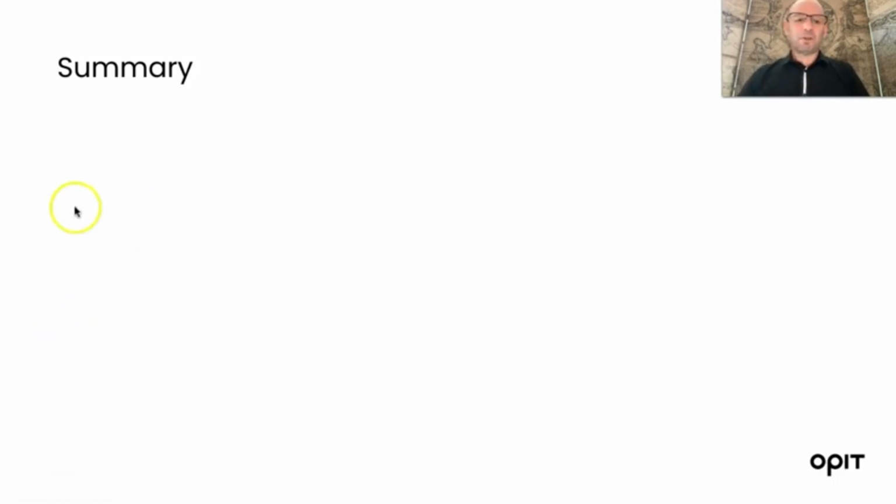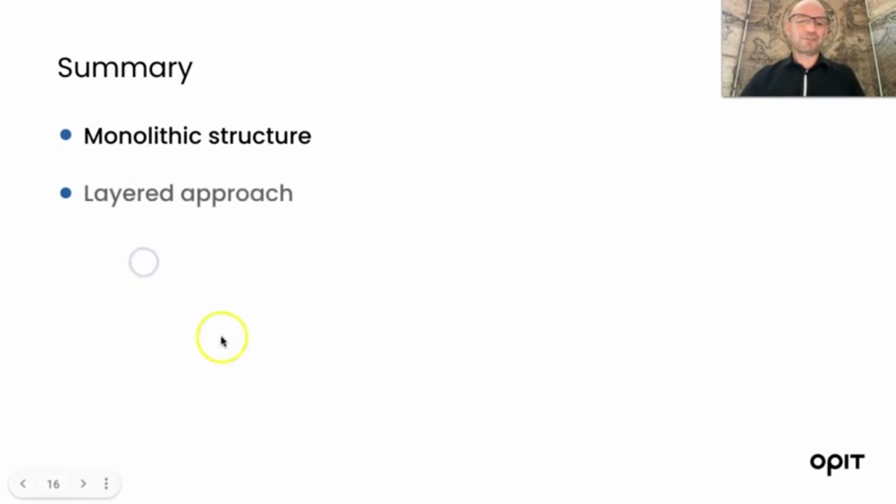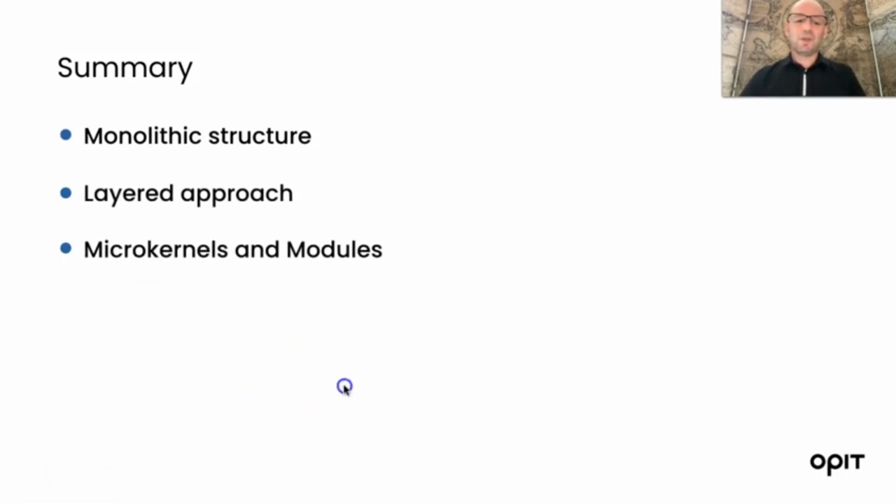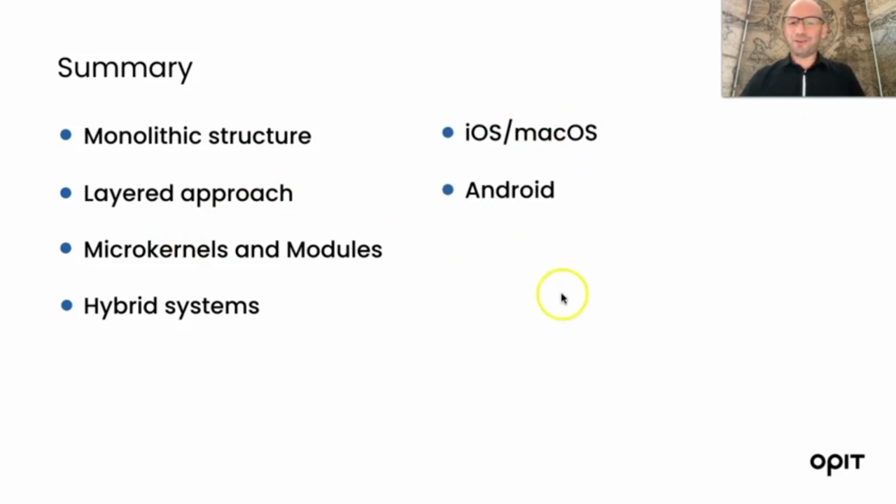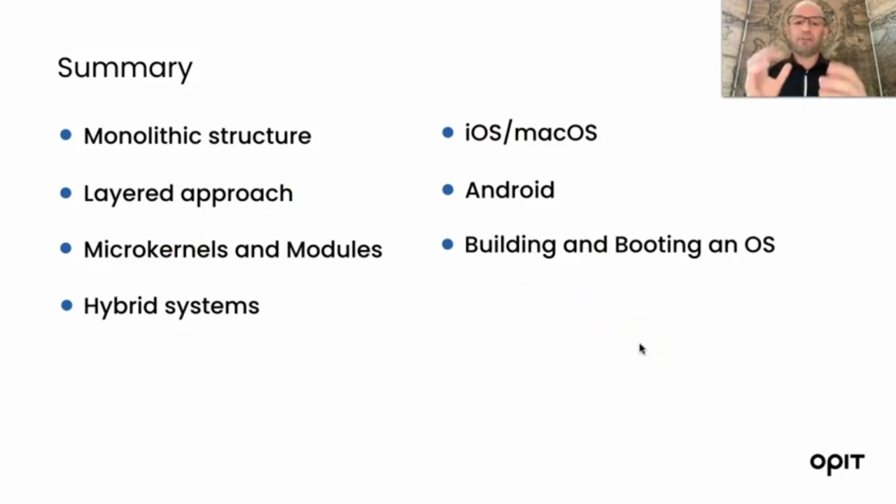Okay, so that's all I wanted to talk about in this session. Just to summarize, we looked at the concept of a monolithic structure, a layered approach, microkernels and modules. Then the hybrid systems, which a lot of modern day operating systems are kind of a hybrid of these first three approaches. We looked at iOS and macOS and also Android, which are considered to be hybrid systems. And then we looked at the basic outline of the steps to build an operating system, and then also how an operating system boots up.